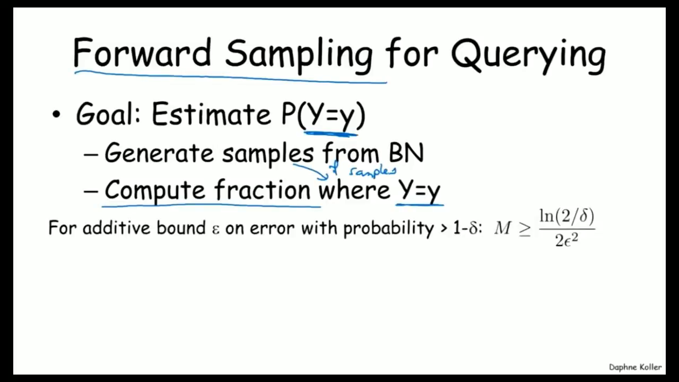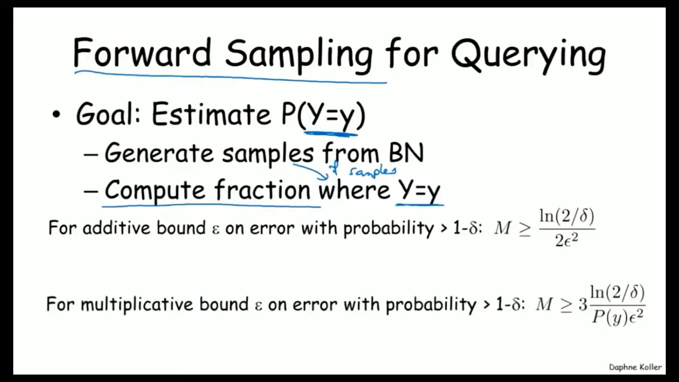And now we can go ahead and apply the bounds that we showed before. So for an additive bound, we have this many samples that we need. And for a multiplicative bound, we have this many samples that we need. And these are just copying over the two bounds that we showed before.